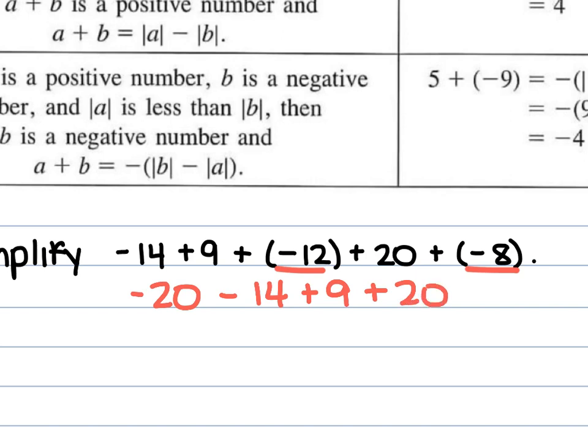So that negative 20 plus 20 actually cancels out. So the only thing I have to work with now is the negative 14 and the 9. If I do negative 14 plus 9, the sign in front of my larger number is negative, so I'm going to keep it, and then subtract the two numbers, so I'm going to get negative 5.